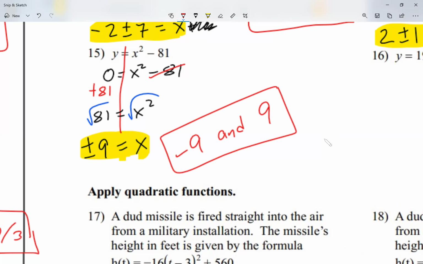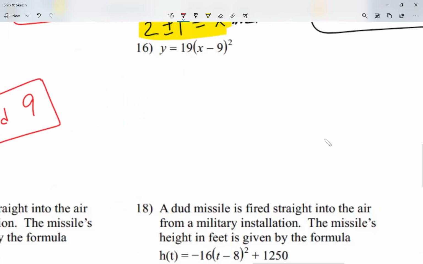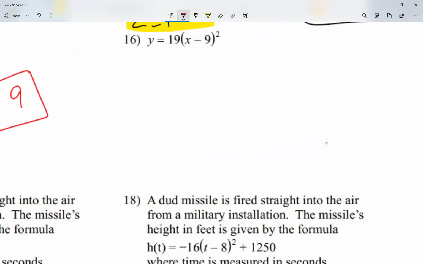Let's take a look at question number 16. Let me start by writing 0 is equal to 19 times x minus 9 all squared. I don't see a plus or minus at the end, right? So that's good. I don't have to deal with that.